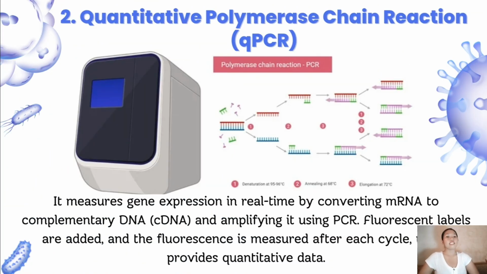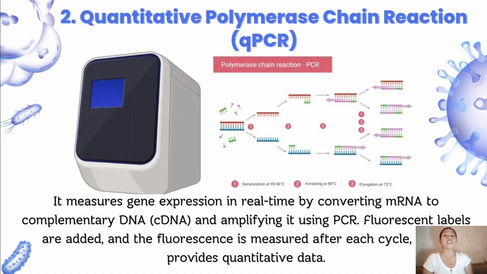Now we have here the second one, which is the quantitative polymerase chain reaction or the qPCR. It measures gene expression in real time by converting mRNA or the messenger RNA to a complementary DNA or the cDNA and amplifying it using the PCR or the polymerase chain reaction. Fluorescent labels are added and the fluorescence is measured after each cycle, which provides quantitative data. So this is a highly sensitive method that measures gene expression in real time.